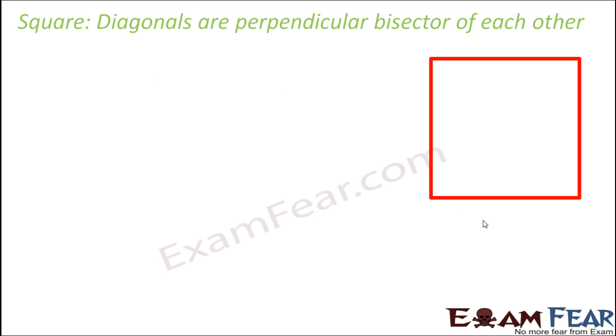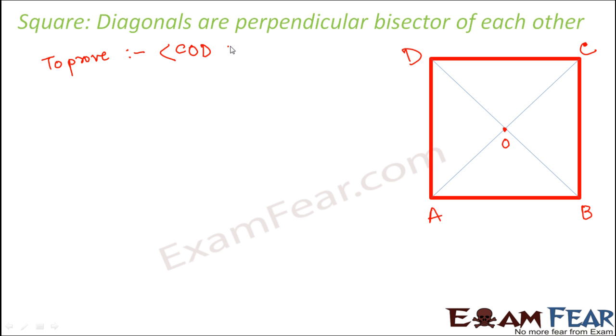So here we have considered a square ABCD. So let us draw the diagonals like this. So let us assume that the point where the diagonals bisect each other is O. So what do we want to prove here? So we are trying to prove that angle COD is equal to 90 degrees, angle BOC is equal to 90 degrees. So all these angles are 90 degrees. That is what we are trying to prove here.